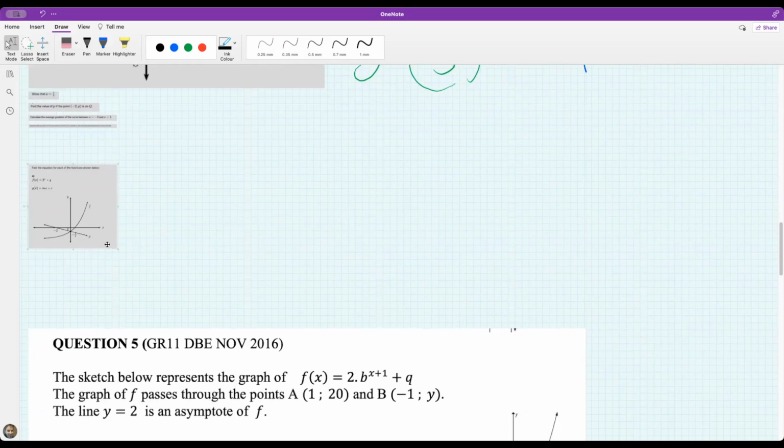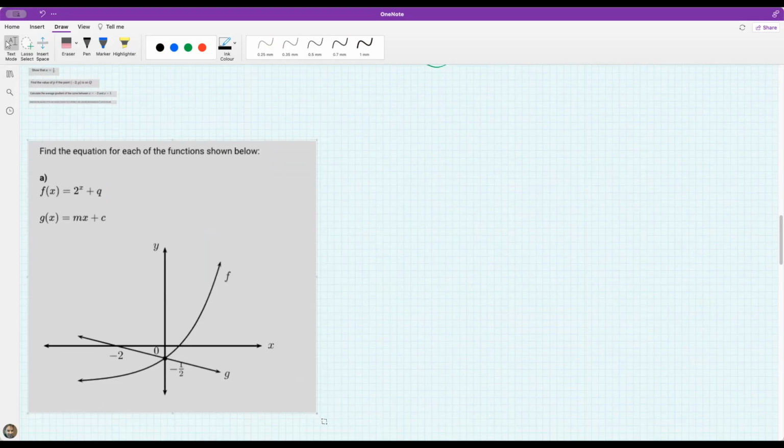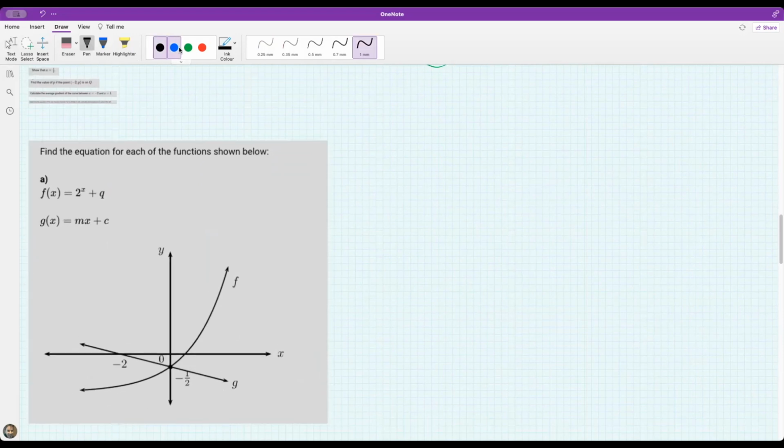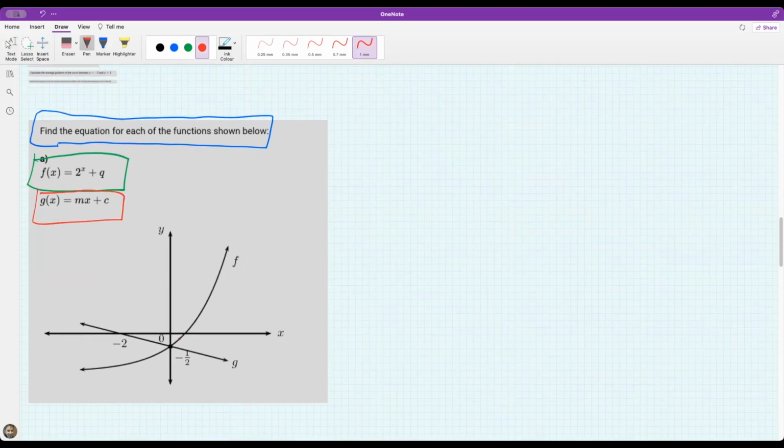So let's start by looking at a remix question. It says here, find the equation of each of the functions below. Now, there are two equations. There's an exponential equation that looks like that, and there is a straight line equation that looks like that. And you are given this information. Which one would you start by finding the equation of? If you were in an exam or test, which one would you start with? The red or the green?